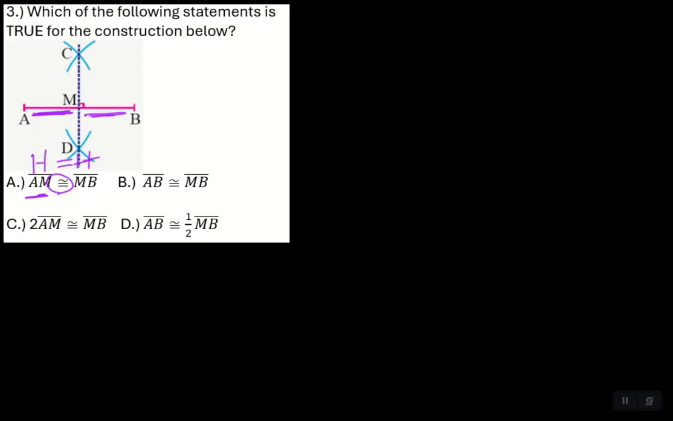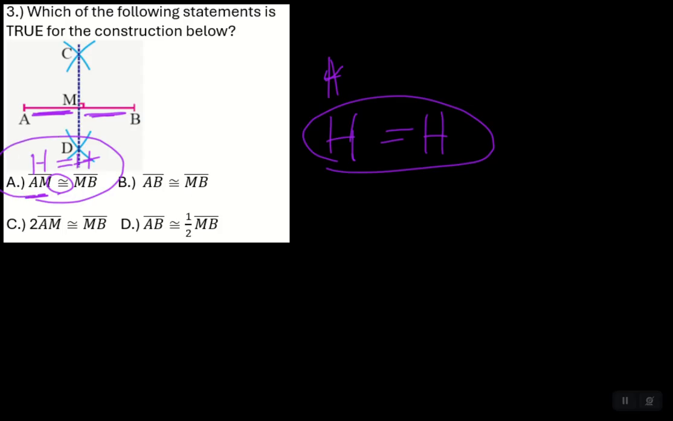So I want to ask y'all, is it true to say that half is equal to half? Hopefully you would say, yes, that is true. And so A winds up being our answer.